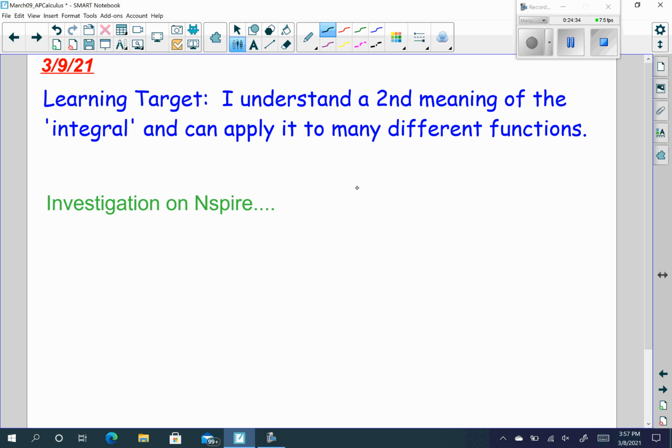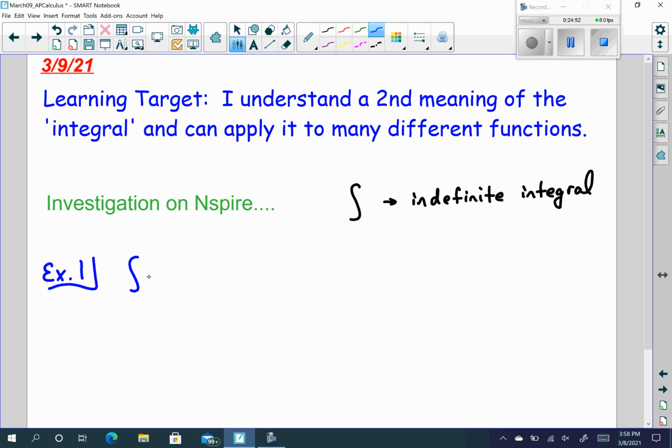All right, so when we just see this symbol without the limits of integration above and below, we call this an indefinite integral. So this is what I want you to type into your calculator. We want to evaluate this indefinite integral of x dx.